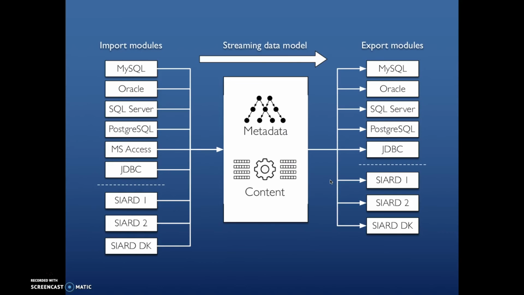This is really how it works. So we have import modules, we have an intermediate data representation layer, and we have export modules. And you can combine any type of import module and any type of export module. So you could easily configure a route between MySQL and SIARD 2, or Postgres and Oracle, for example. Any combination of import modules and export modules can be done.